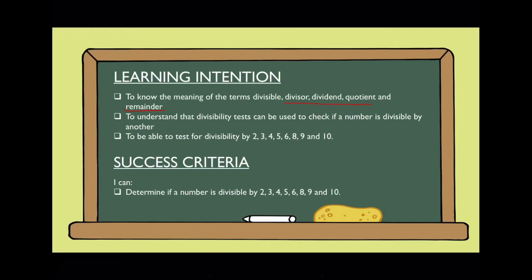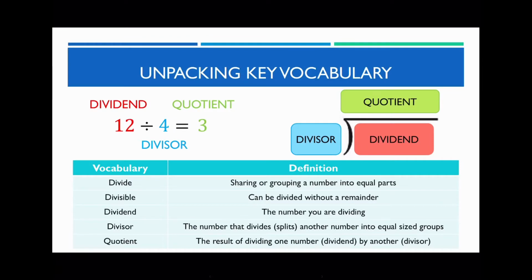And finally, we're going to be able to test for divisibility by the numbers 2, 3, 4, 5, 6. We skipped 7, 8, 9, and 10. What we're going to be doing first is unpacking several key vocabularies. The only word that you don't really know so far is this word over here, which is divisible. We said that something that is divisible is when it can be divided without any remainders at all.